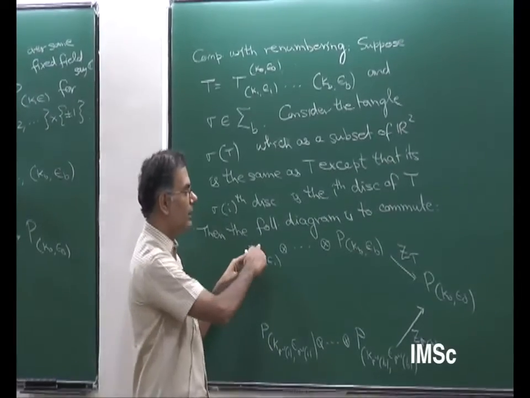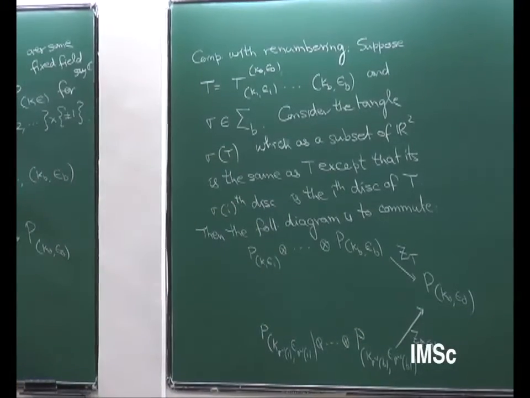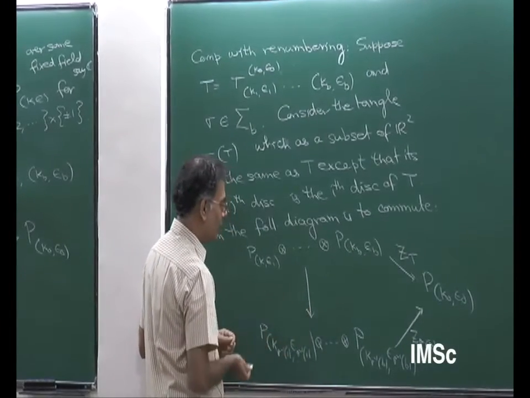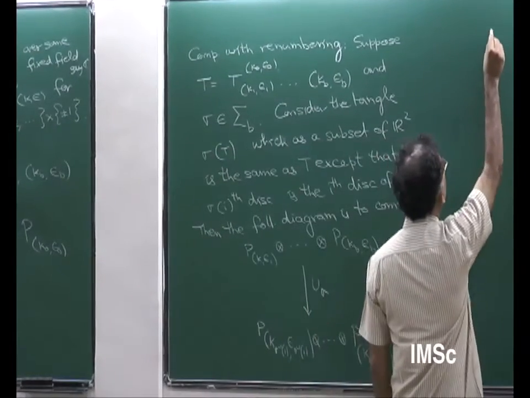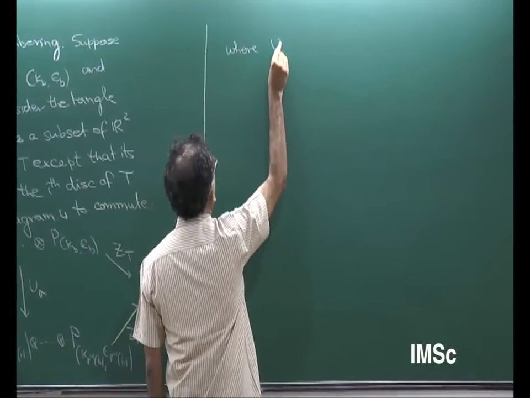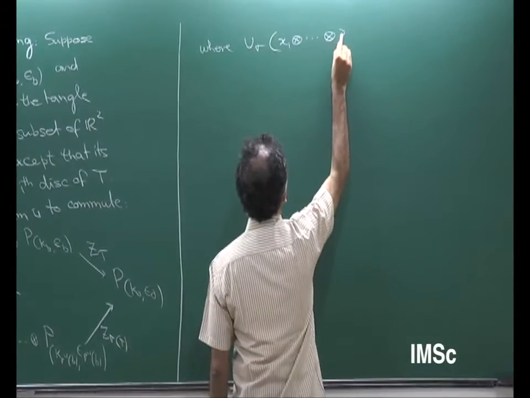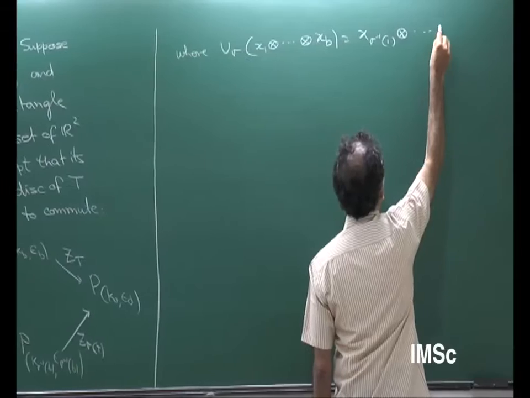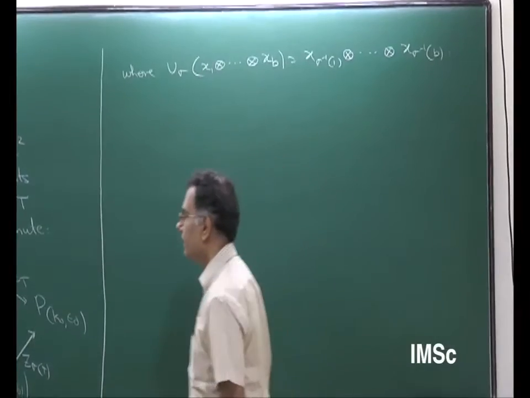So what we notice, of course, is that these vector spaces that occur here and these vector spaces that occur here are just permuted versions of each other. It's the same vector spaces except arranged in a different order. And so you have a natural map here, U sigma, where U sigma, if I take some x1 tensor xb, it's just x sigma inverse 1, x sigma inverse b. So this diagram is to commute.